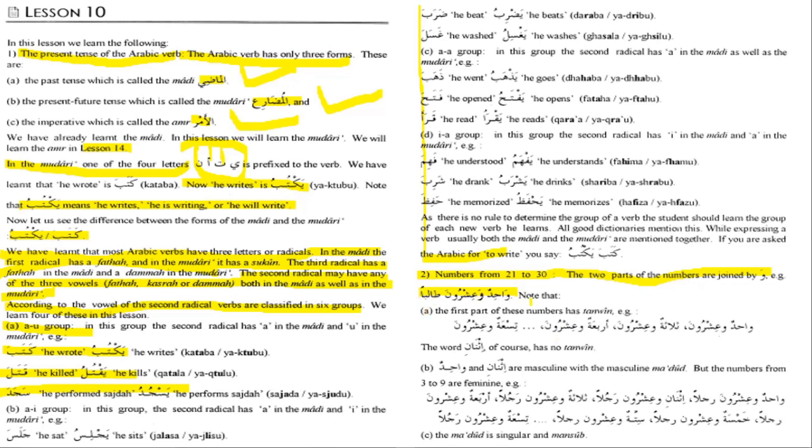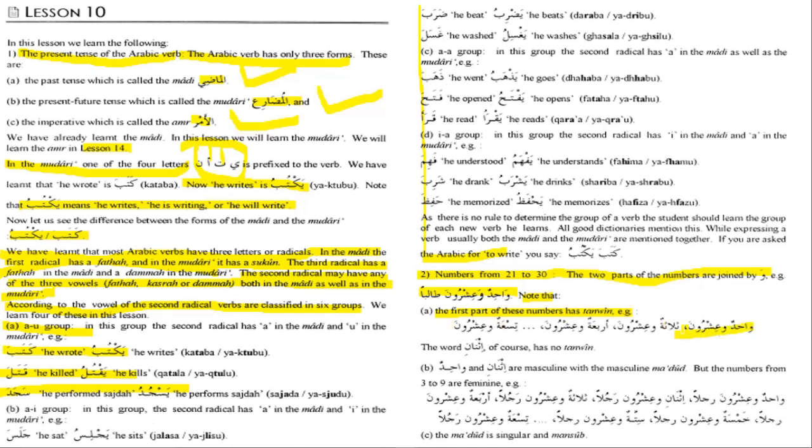Note that the first part of these numbers has tanween. So it's not like your 11, 12, 13, where there's no tanween and they are all mansub, like ahada ashara. This one is connected by a waw, and the first part has a tanween. So you say wahidun, and you will not say wahidan, except if the situation calls for it. Wahidun wa ishrun, that is 21.